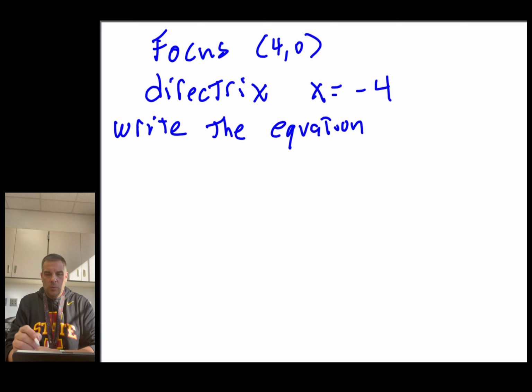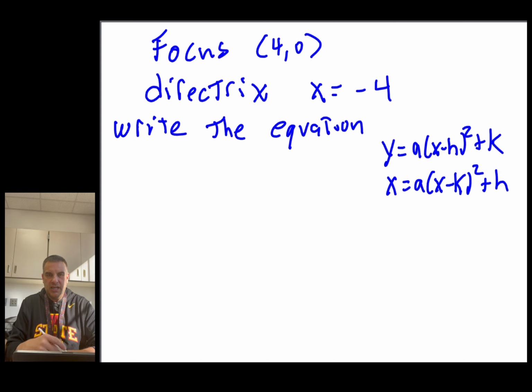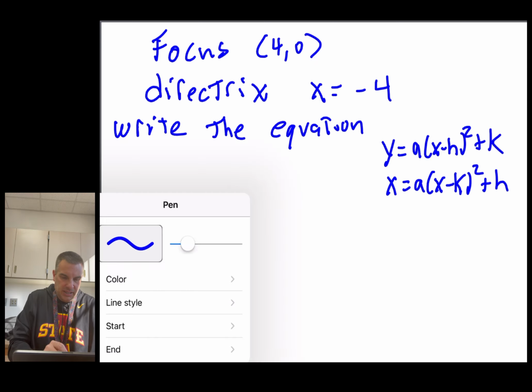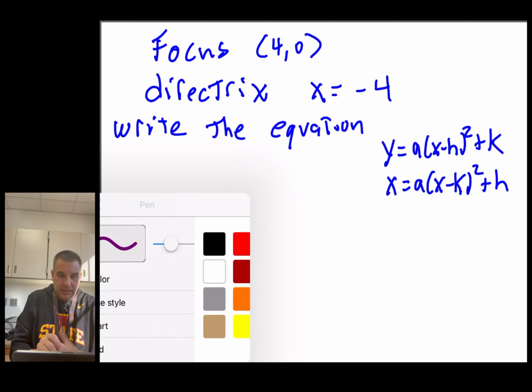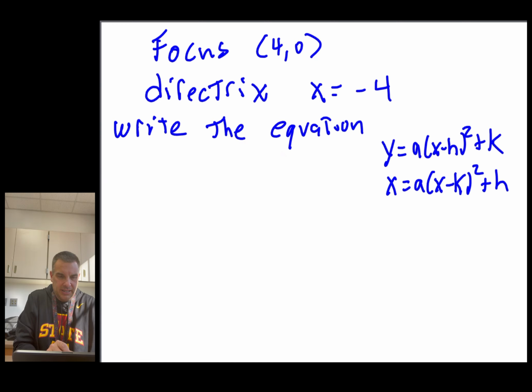Okay, so we either want to write y is equal to a times (x minus h) squared plus k, or x is equal to a times (y minus k) squared plus h. We want to be able to write it in that form. So the first thing I like to do when I'm doing these is I like to go ahead and graph it, because visually, I'm a visual person. So I like to see things visually.